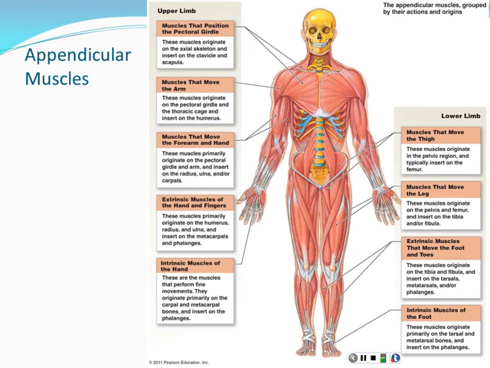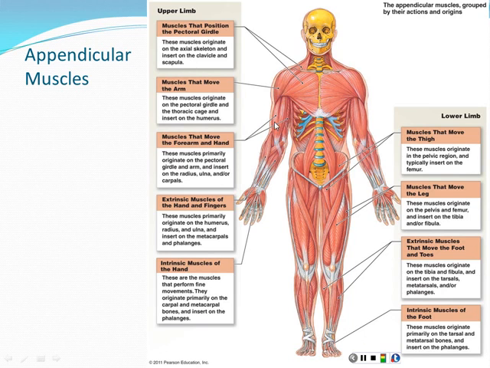So we're going to start with the muscles that position the pectoral girdle. So remember, the pectoral girdle is the scapula and the clavicle, and together they attach the arm to the trunk. And there are a number of muscles that position those bones. So position the scapula, position the clavicle to put the arm in the right position to do whatever it is we want to do. So we have those muscles.